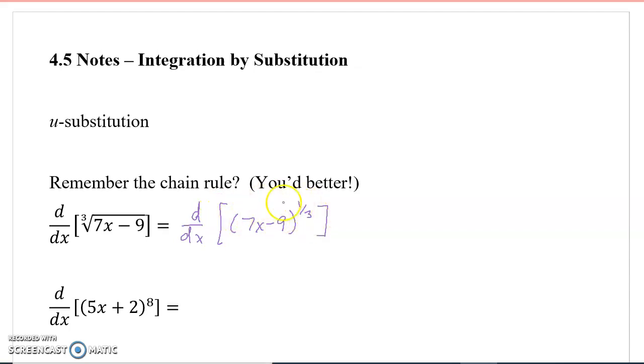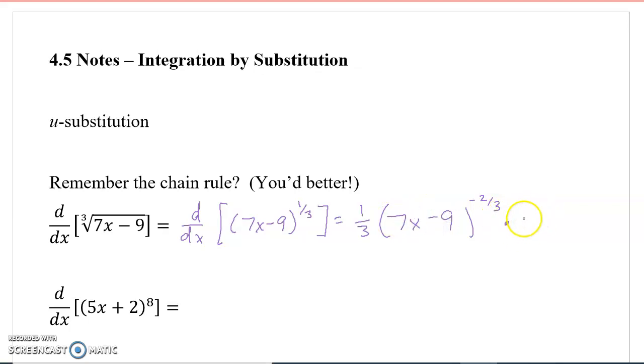So the first thing we do is we strip out the outer layer here. We do the power rule with the something raised to the 1/3 power. So the power rule tells us to take 1/3 and pull it out front and drop the exponent by 1. So 1/3 minus 1 is negative 2/3. But what do we put in here? Well, the argument never changes. So if it was 7x minus 9, it's still 7x minus 9.